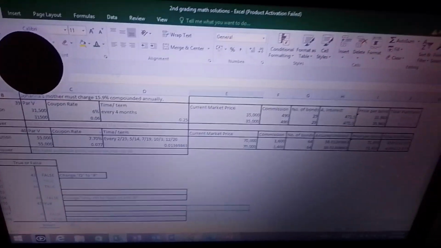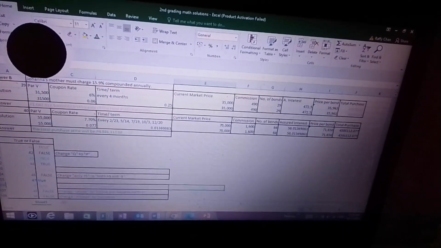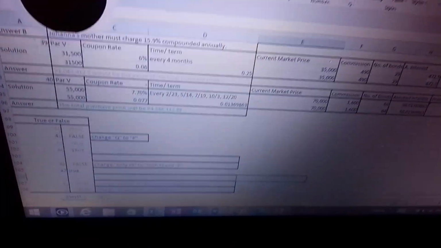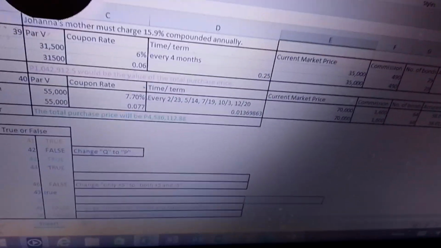Today, I'm going to show you how I did my solutions in Microsoft Excel. So far, so good. We've already done part C. Remember, part C was about compound interest? My solutions on compound interest are all right over here.